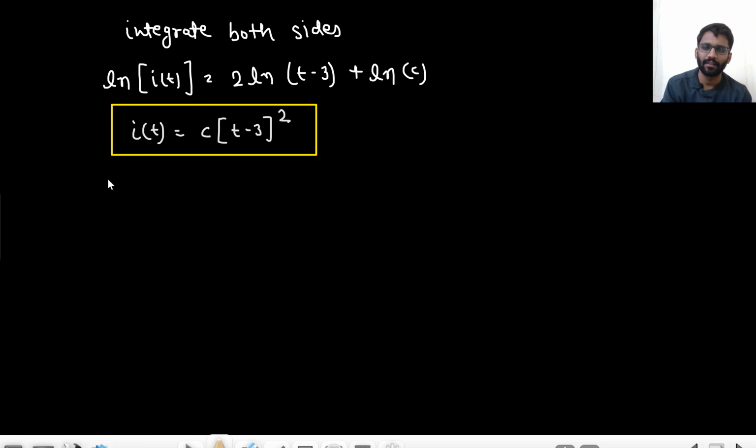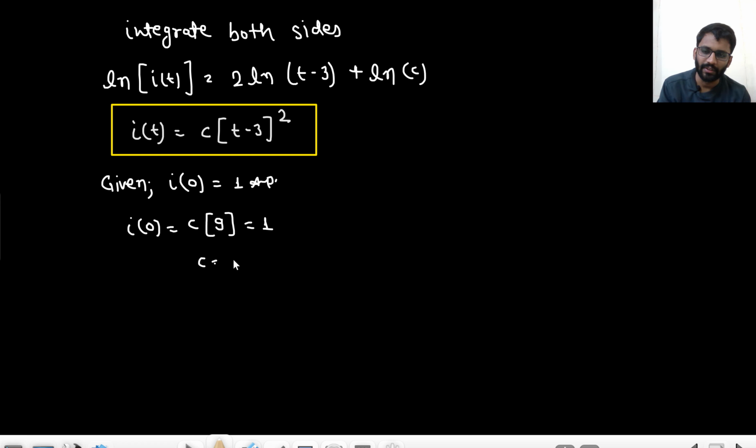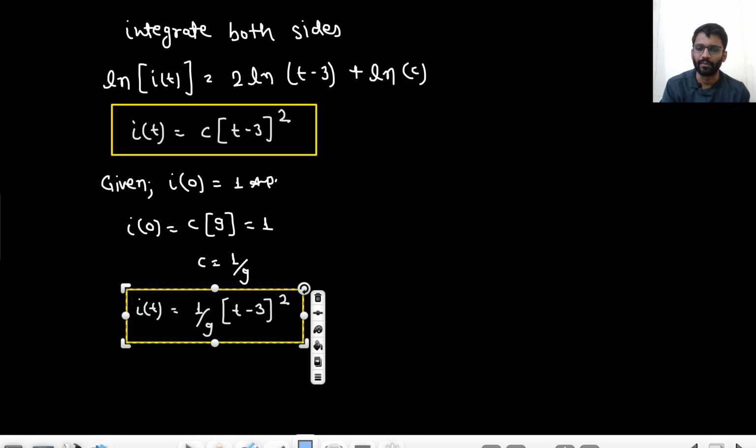And what is given? Given is I value at t equals 0 is 1 ampere. So put 0 here, so that would be C into 9 equals 1. C value will be 1 by 9. So I value would be 1 by 9 into t minus 3 whole square. This will be the I value.